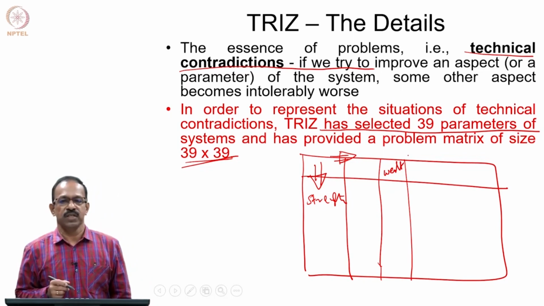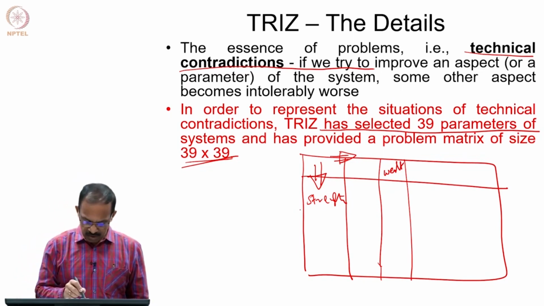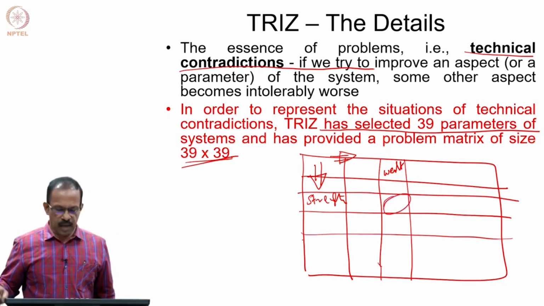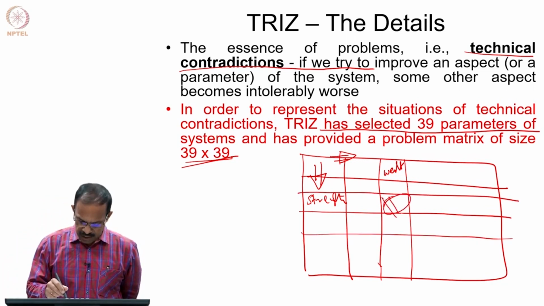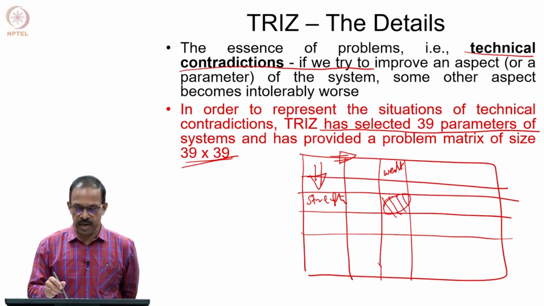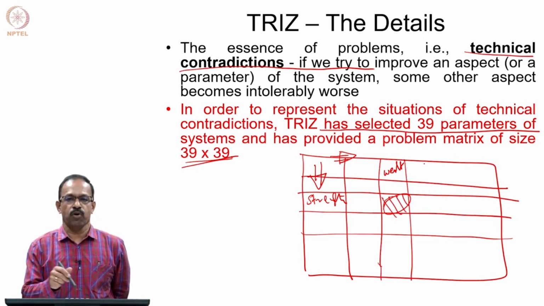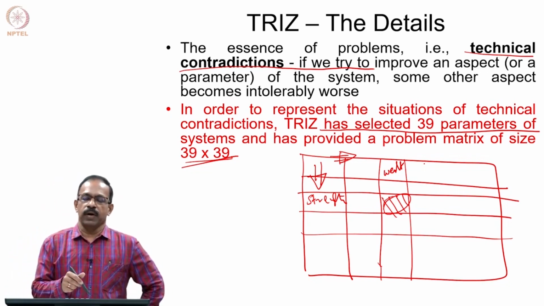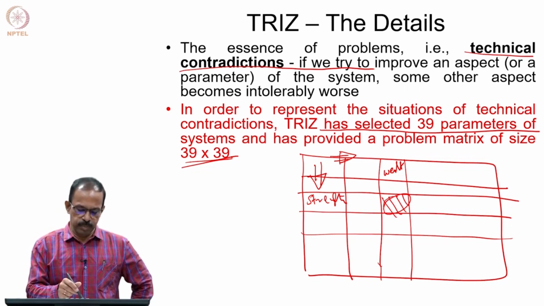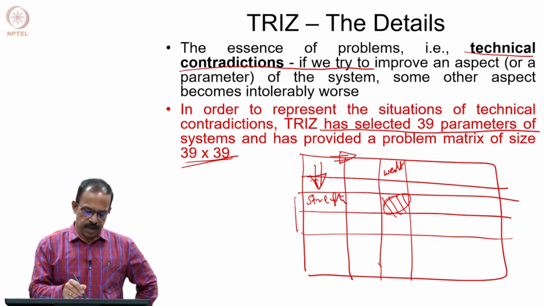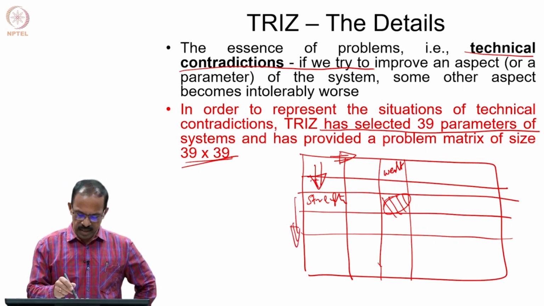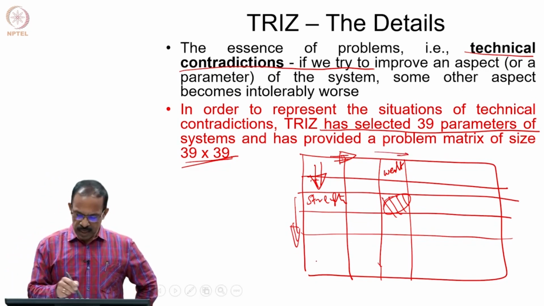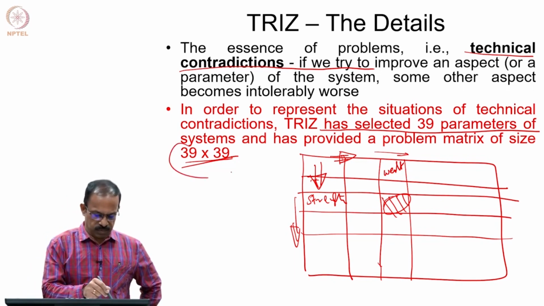So the weight of the object is going against it. That means you have a contradiction between the strength and all these 39 parameters. You can find out the contradiction between parameters, not necessarily that every parameter will have a contradiction with the other, but there can be parameters which contradict when you try to improve this. Suppose this is the improving parameter and this is the one which is actually going against that parameter. Now this is the 39 by 39 matrix.